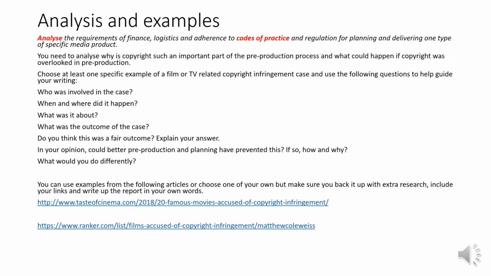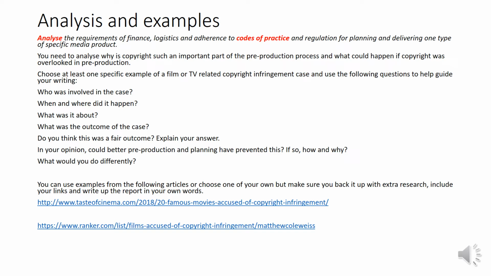And what I've given you at the bottom of that slide are some links to websites which give you lots and lots of examples of particularly films that you could use as case studies that have been taken to court over copyright infringement things, and different cases have turned out differently depending on how that was ruled. So have a look at those, or you can find one of your own. You don't have to pick one of the ones that I've got on my list.